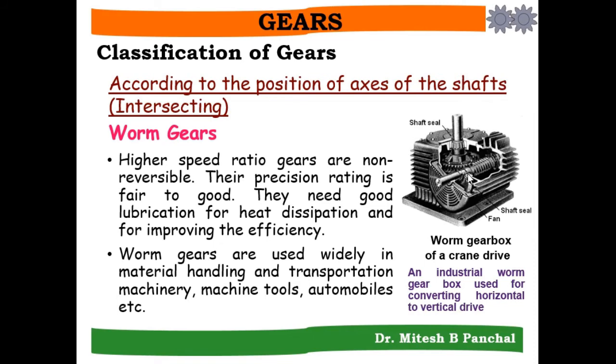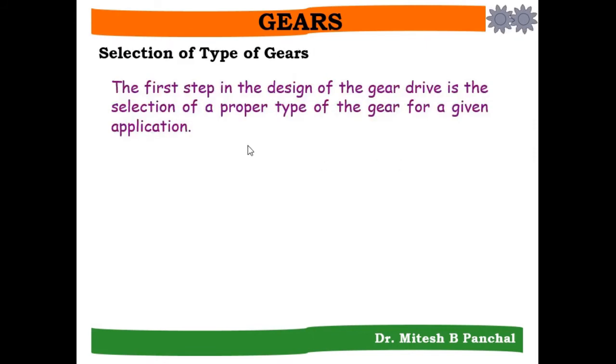So we can transmit the motion of horizontal shaft to the vertical shaft. Now the next point is the selection of gear. The first step in the design of gear drive is the selection of a proper type of gear for a given particular application. While going through the classification, we have discussed the different types of gear with their limitations and advantages and possible applications. So now based on the limitations, advantages and possible applications, we can select the particular type of gear.